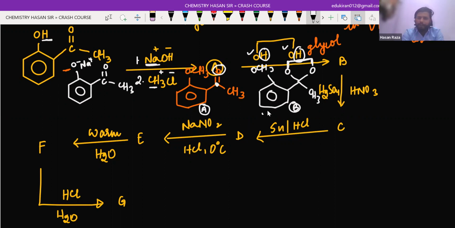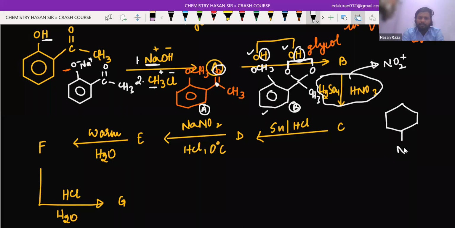Then you got B. After getting B, you are going to treat this B with H2SO4 in the presence of HNO3. Then there will be generation of an electrophile, that is NO2+. So this NO2+ will be attacking directly at the para position because it will be a stable and major product. It will be here. So I'm going to write it like this, CH3, and then O is there, O is there, and this will be as it is, OCH3.